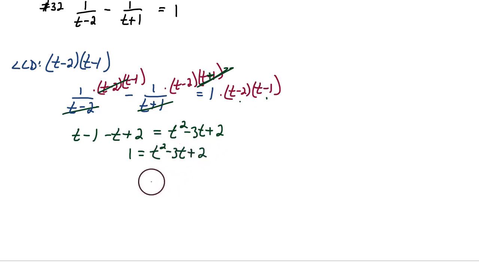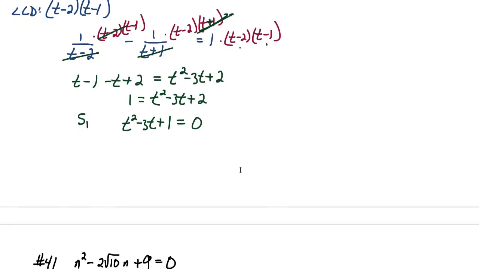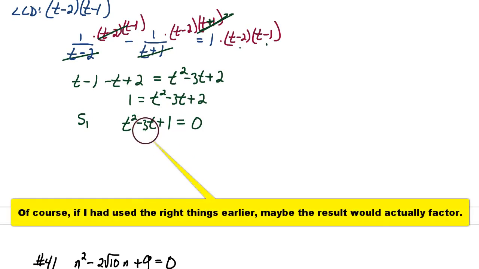This is a quadratic equation because it goes to the second power. Let's get standard form. If we subtract the 1, we will get a 0 on one of the sides. So we have t squared minus 3t plus 1 is equal to 0. Now we want to solve that. It doesn't look like it will factor because I can't think of two numbers that multiply to 1 and combine to negative 3. So since factoring is not going to work, let's use the quadratic formula.